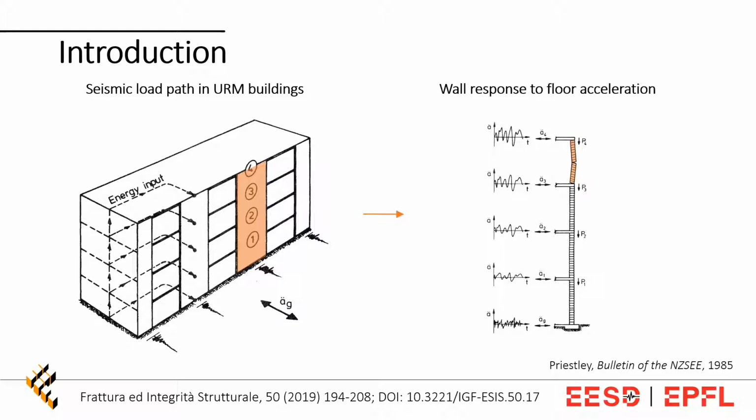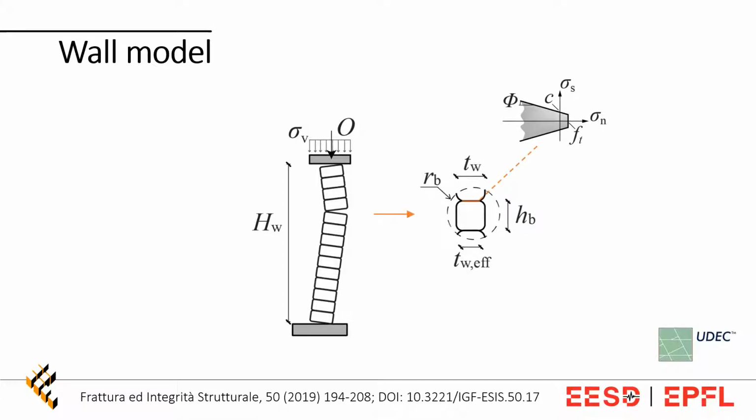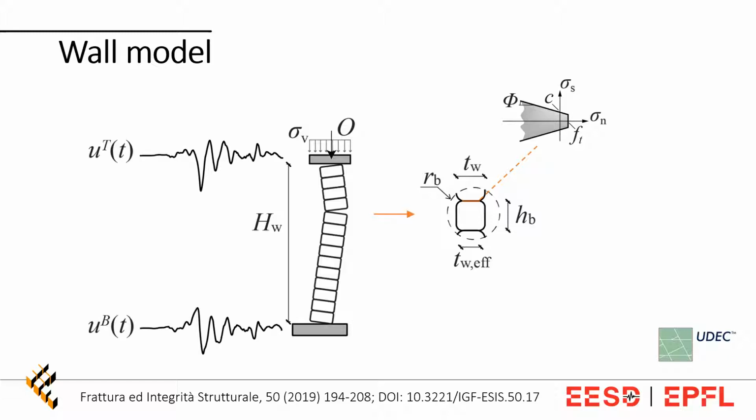In this paper, we focus on the response of a single wall subjected to relative input motions at its top and bottom supports. We model the wall by discrete elements. Every unit is a distinct block, and all the masonry deformation is lumped at the interface between the blocks. To study the effect of the relative support motion on the wall, the top and bottom input motions are different.